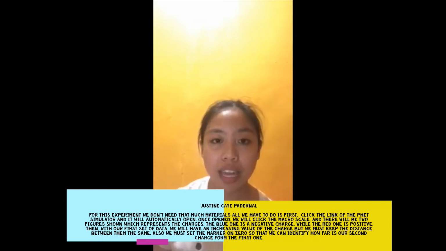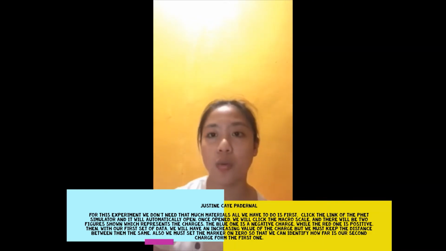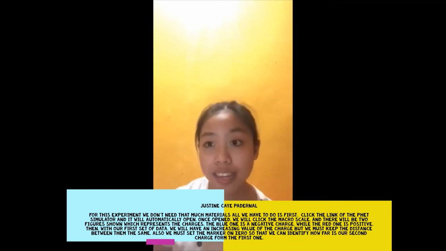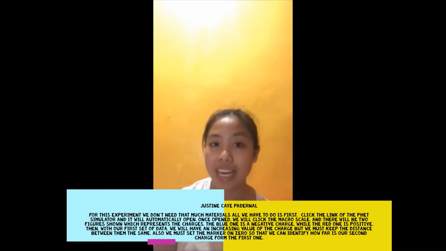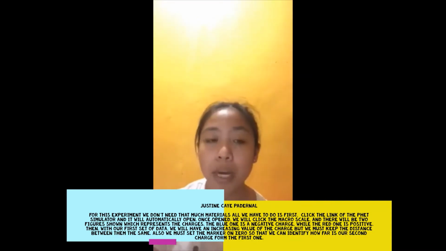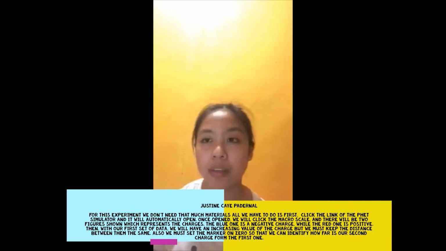And after that, there will be two figures shown which represent the charges. The blue one is a negative charge while the red one is positive. And you can drag these figures to determine the particular charge that you want. Then with our first set of data, we will have an increasing value of charge, but we must keep the distance between them the same.